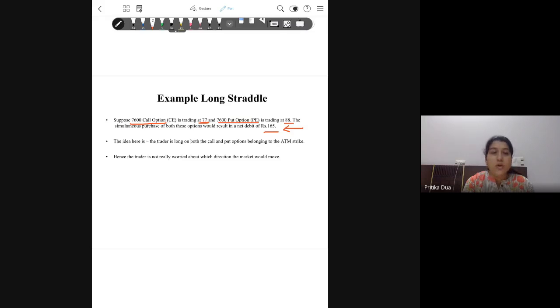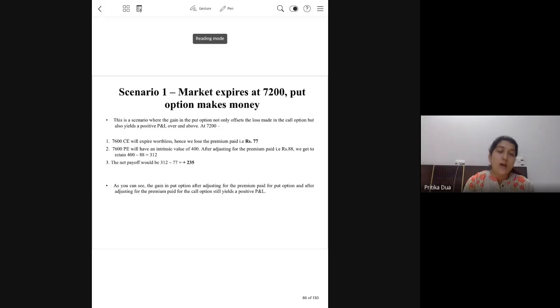Okay, so now the investor is not worried about which direction the market will move. So let us see what can be the possibilities in the market. The first scenario is that the spot rate in the market on the date of expiry of the option contract is 7200.